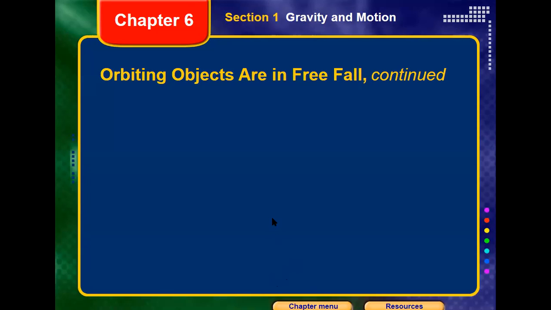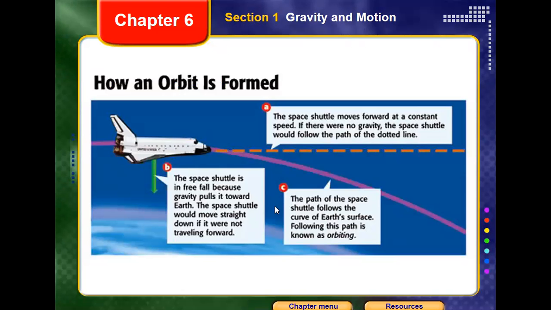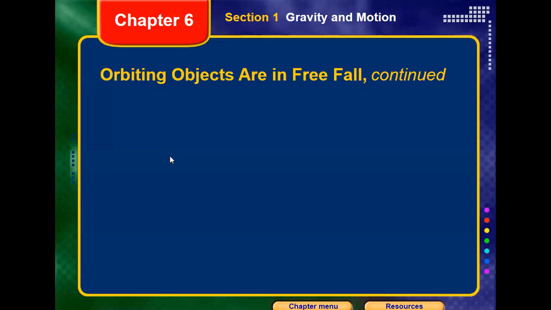So here we said that orbiting involves centripetal force. The unbalanced forces that cause objects to move in a circular path, we call this centripetal force. What does it mean? As we saw in the last part, here we have an unbalanced force, because we have forces in two opposite directions, and these forces of course are not equal. So the unbalanced force creates a new direction in which the object will move in orbit. We call this centripetal force. So that's the definition.